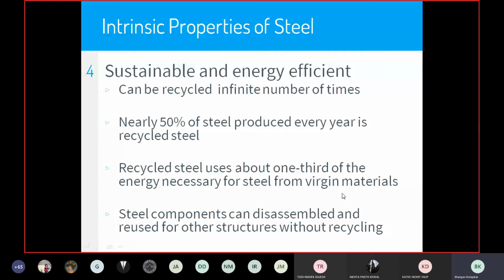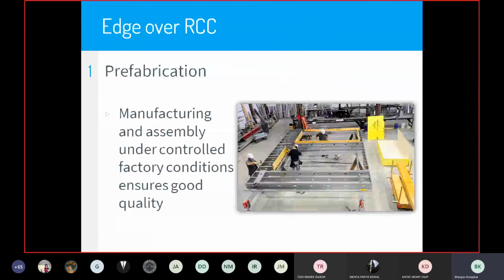Plus, if the life of a member is over, or the expected function of the structure is over, the steel members can just be disassembled and then you can use them in some other structure. That way, you're not using new material and you are not producing a structure that has a lot of inherent energy. That way, it is sustainable and energy efficient.